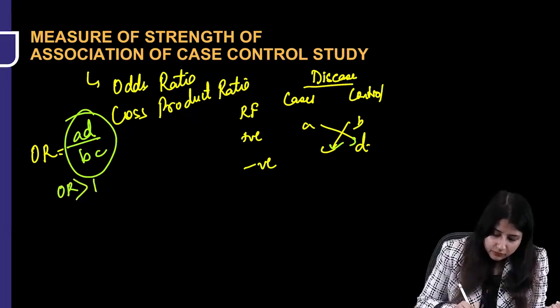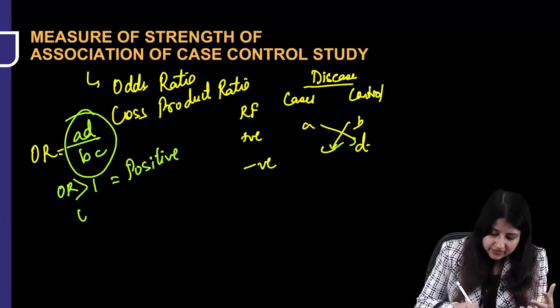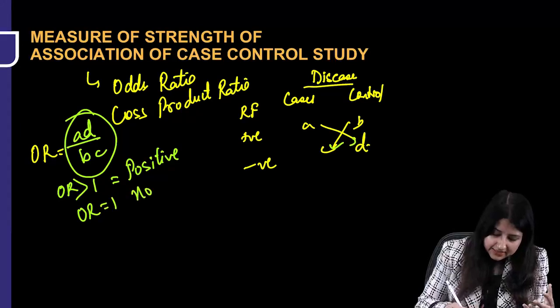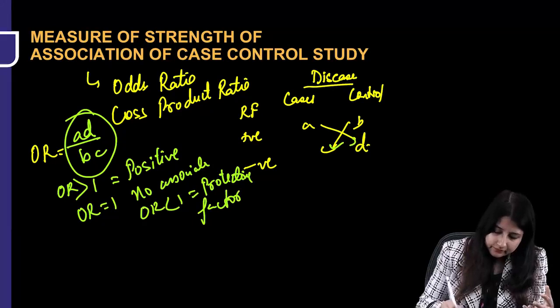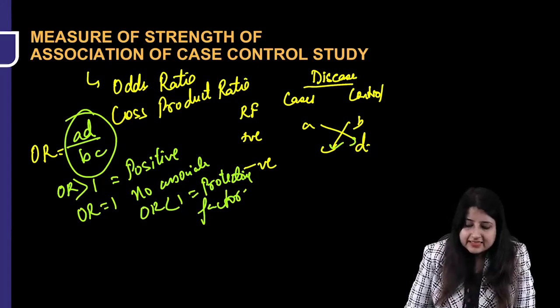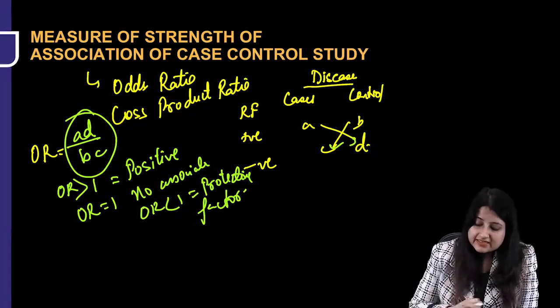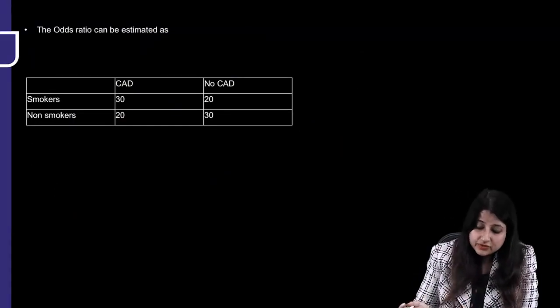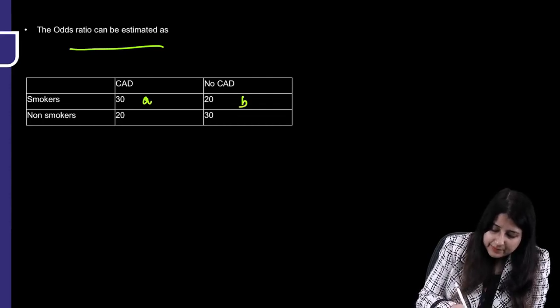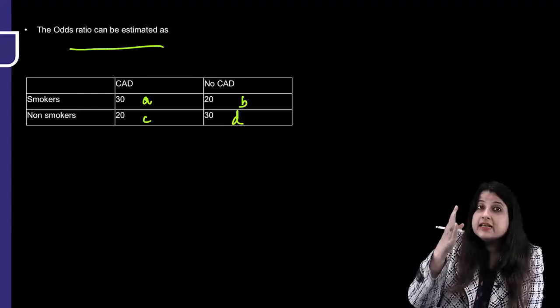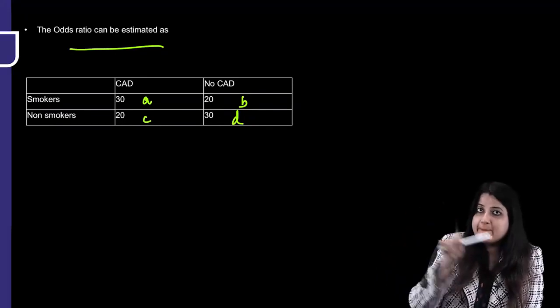Odds ratio more than 1 is, again, just like relative risk, positive association. Equal to 1 means no association, guys. And less than 1 means, again, it is a protective factor. Got it? So that's how we express case control study design, measure of strength of association. Like if you get a question over here, how can you estimate? Always remember this is A, B, C, D. Can you see this? It's never A, C, B, D. That's wrong.